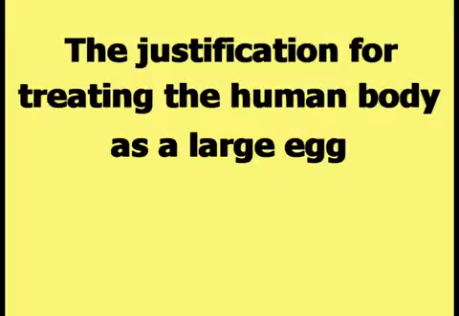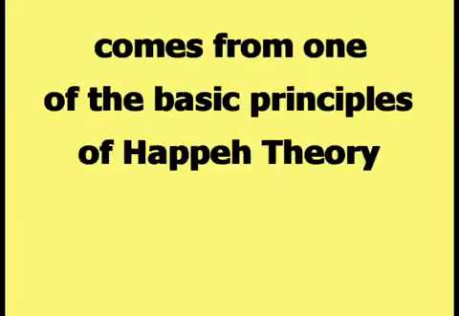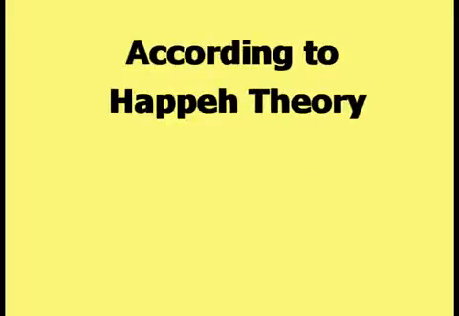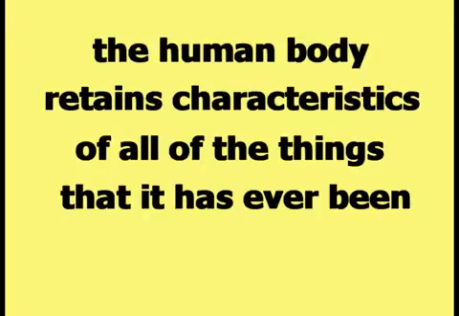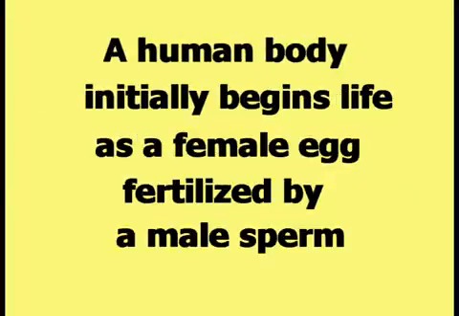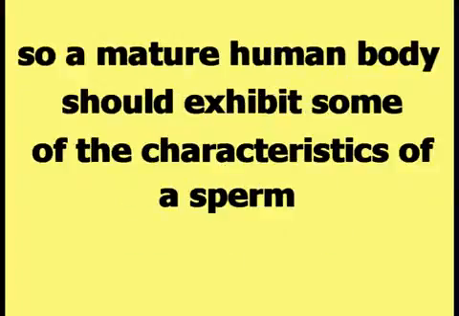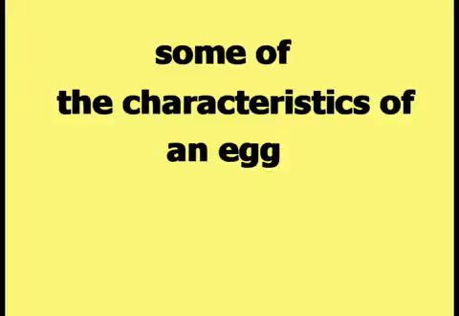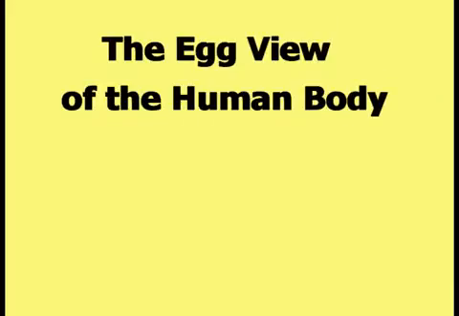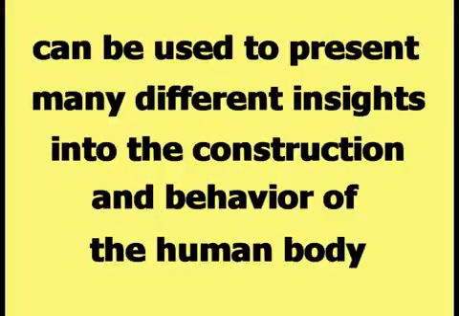The justification for treating the human body as a large egg comes from one of the basic principles of happy theory. According to happy theory, the human body retains characteristics of all of the things that it has ever been. A human body initially begins life as a female egg fertilized by a male sperm, so a mature human body should exhibit some of the characteristics of a sperm, and more pertinent to this video, some of the characteristics of an egg. The egg view of the human body can be used to present many different insights into the construction and behavior of the human body.